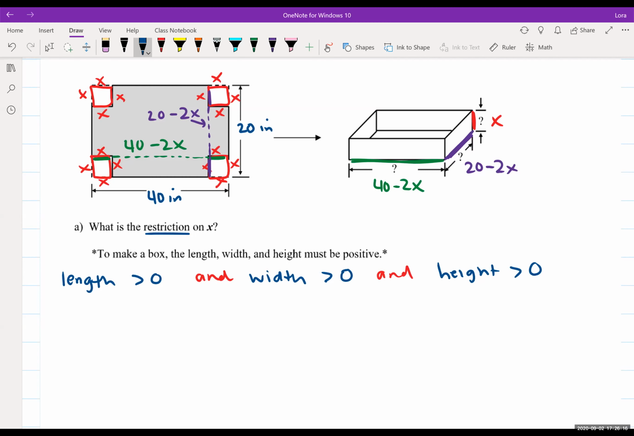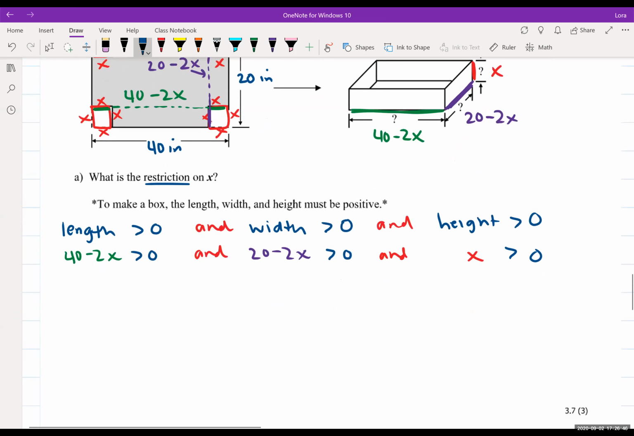So you do have expressions for your length, width, and height now. You have 40 minus 2X, still greater than 0. At the same time, you have the width, 20 minus 2X, greater than 0. And then this time our height is an X. That is greater than 0. So we should have the and. Now, keeping in mind, these are all linear inequalities. So when we have the linear inequalities, what we would do is we'll solve for X. We can just isolate the X on one side, a little nicer. So we shall do that.